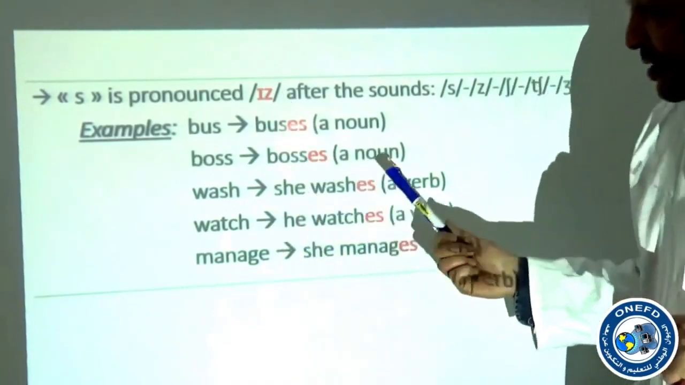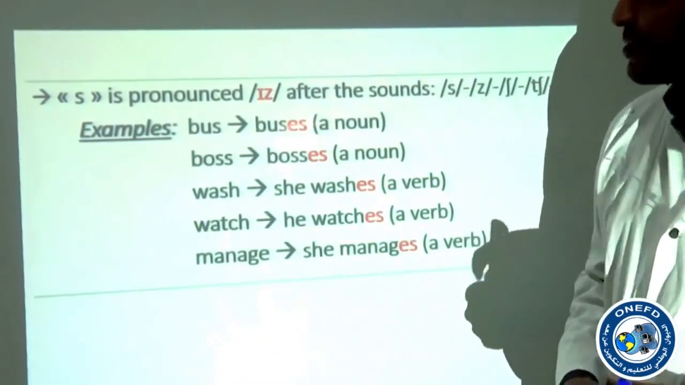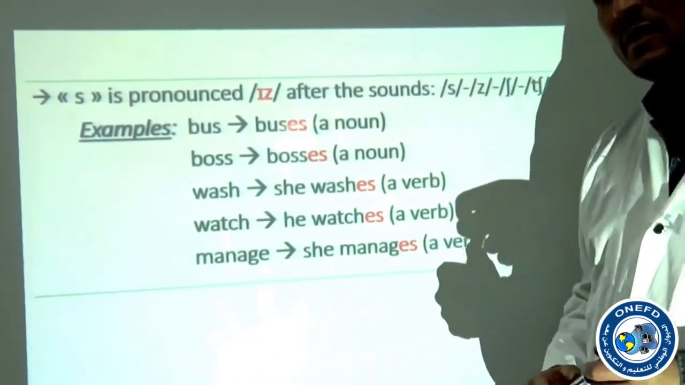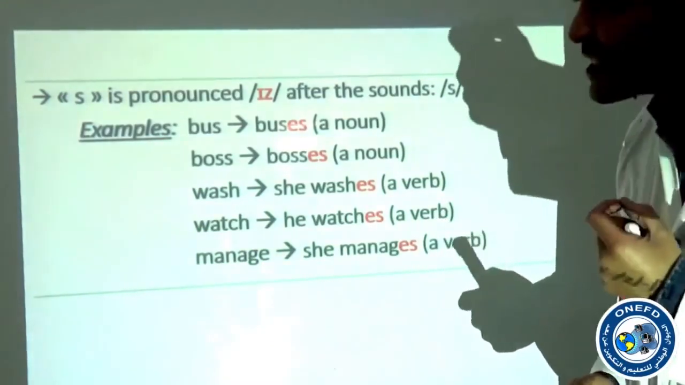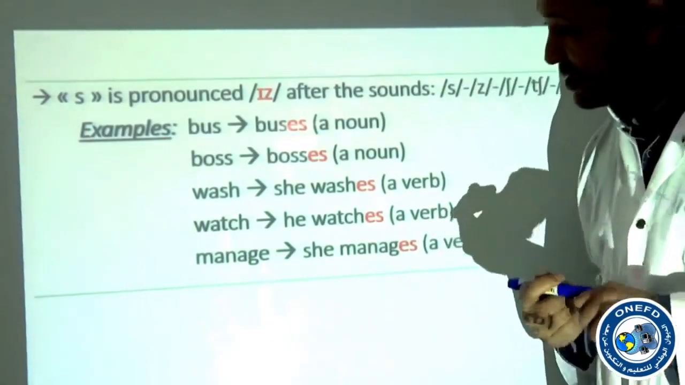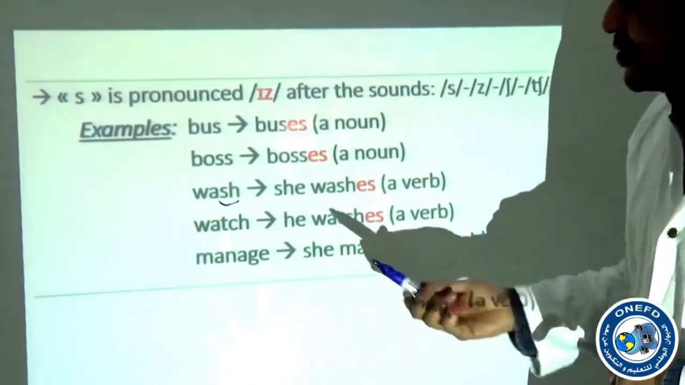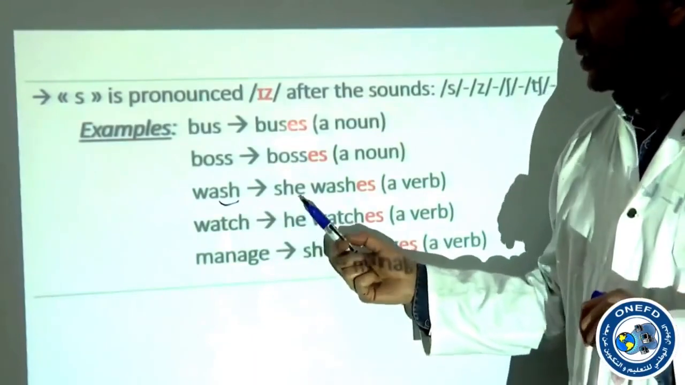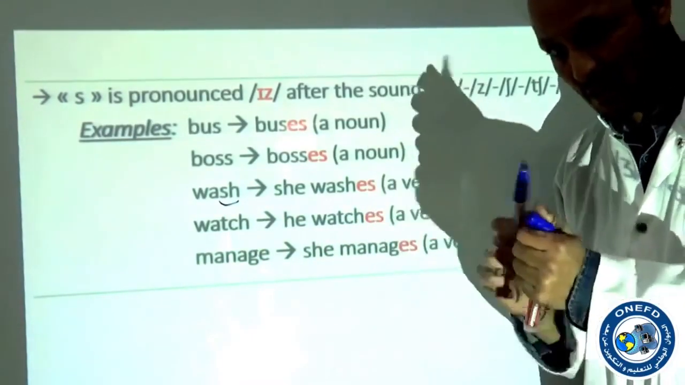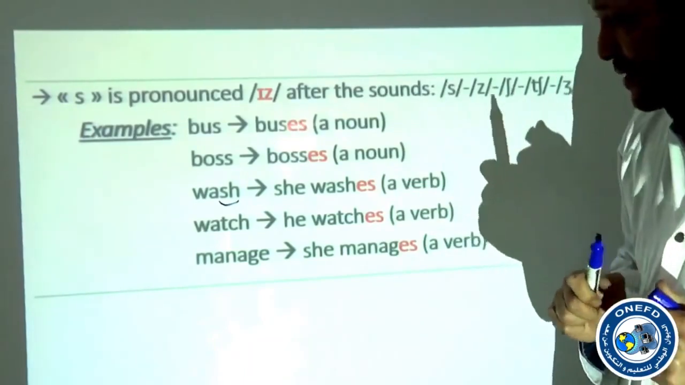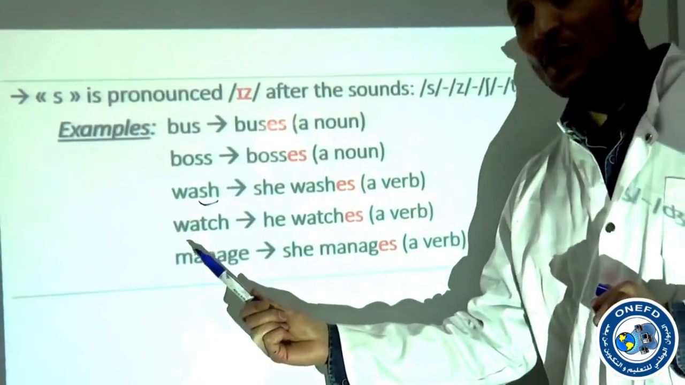The next word, wash. What is the last sound you hear here? I repeat, wash. Yes, it is sh. It is a verb. We say she washes. She washes. Okay? Let's move to the next example.